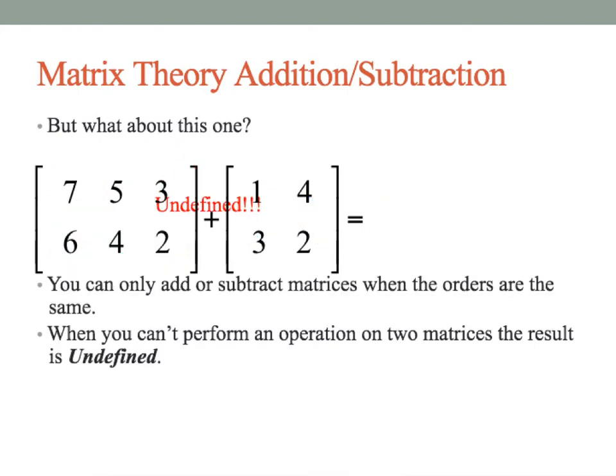And here's that rule restated. You can only add or subtract matrices when the orders are the same. When you can't perform an operation on two matrices, the result is undefined. Undefined just means there is no actual answer for the problem.